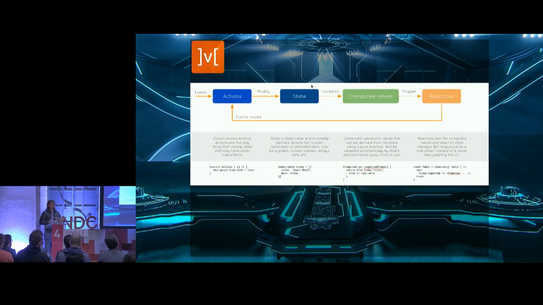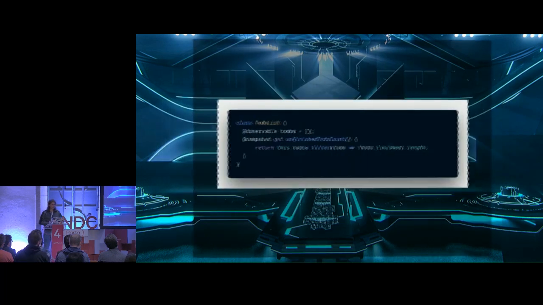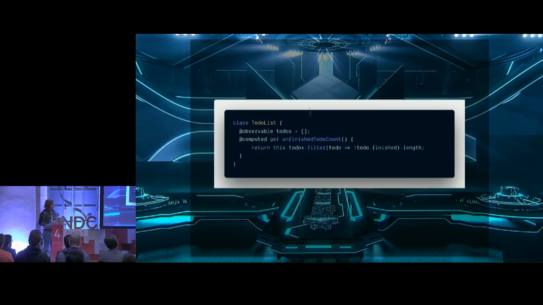So MobX basically gives you the following flow. Similar to Redux, we have actions, we have state, we have some kind of computed values that automatically trigger reactions. These reactions basically trigger a rendering and update of your state. It looks like this. We have a class TodoList, and inside of the class we have observable todos and a computed value. Whenever we update this todos array, our component will re-render, and we will get our UI updated. So in a sense, it works like magic.